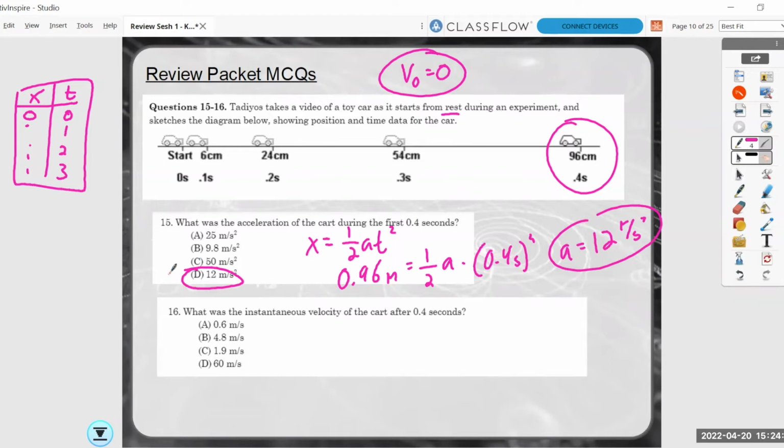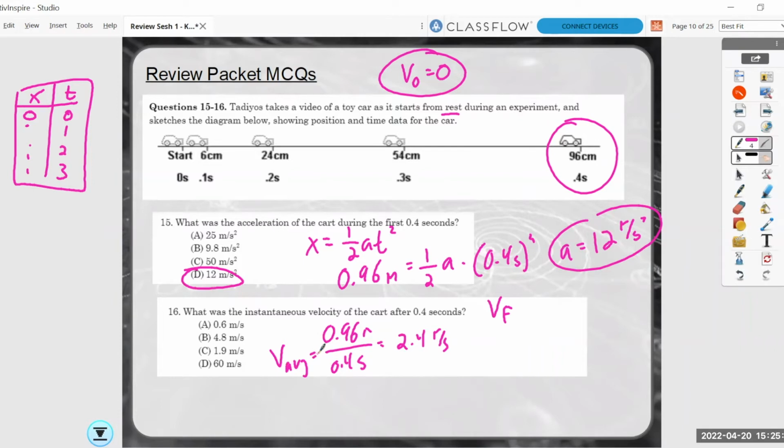For 16, what was the instantaneous velocity of the cart after 0.4 seconds? That is, we're asking for the final velocity. And this is where people tend to get a little tripped up. What often happens is people look at a question like this and think, I see a distance and I see a time, so they'll do 0.96 meters divided by 0.4 seconds and get 2.4, which I was nice and didn't actually put on the list. Sometimes they will. Here's the problem: this is not your final velocity. This is your average velocity.